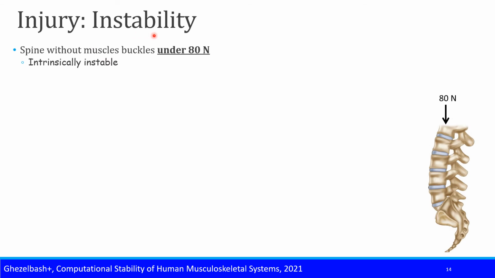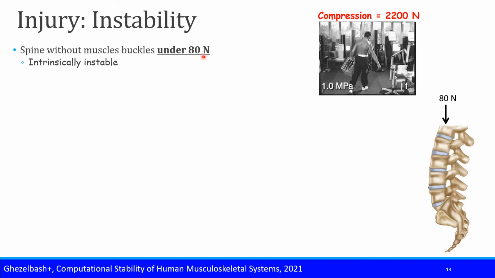Another mode of failure is spinal instability. Spine without muscles buckles under 80 Newton compression load. So muscles play a significant role here because during in vivo condition, the spine reaches very large mechanical loads, compressions easily exceeding 1000 Newton, reaching 6000 Newton compression. Here the role of muscles is critical to provide stability. But the question is how an instability happens.